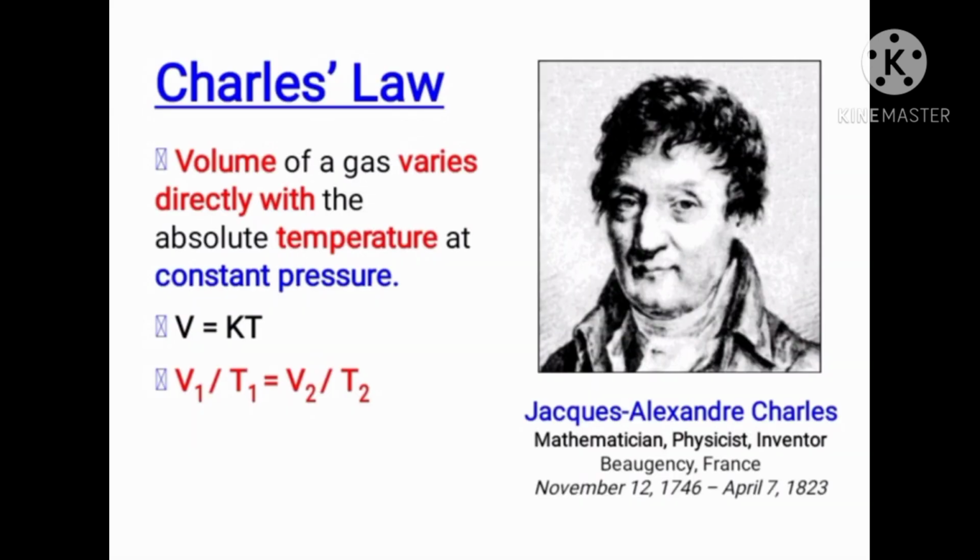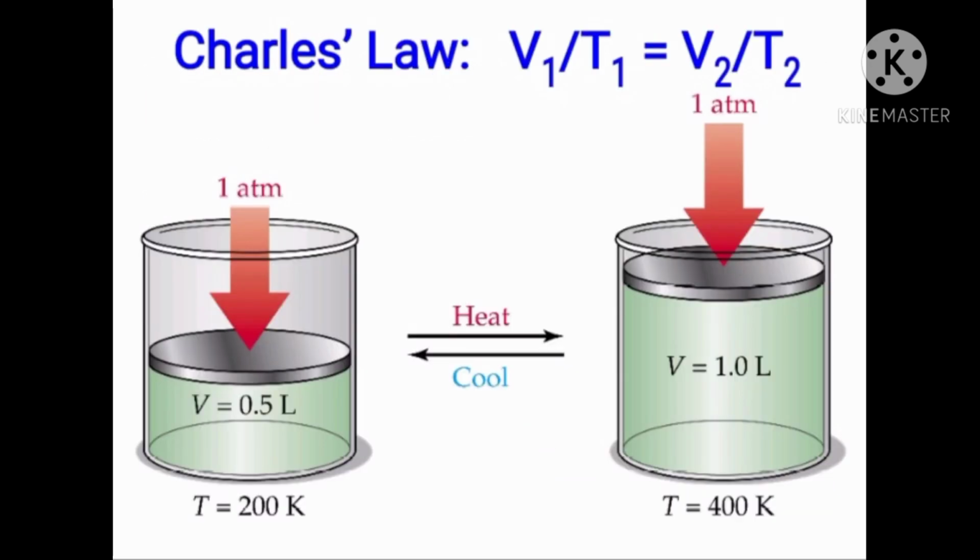Charles's law: the volume of a gas varies directly with the absolute temperature at a constant pressure. Volume is proportional to Kelvin temperature. The formula is V1 over T1 equals V2 over T2, by Jacques Alexandre Charles, mathematician, physicist, inventor, from Montgolfier, France, November 12, 1746 to April 7, 1823. Charles's law formula: volume 1 over temperature 1 equals volume 2 over temperature 2.